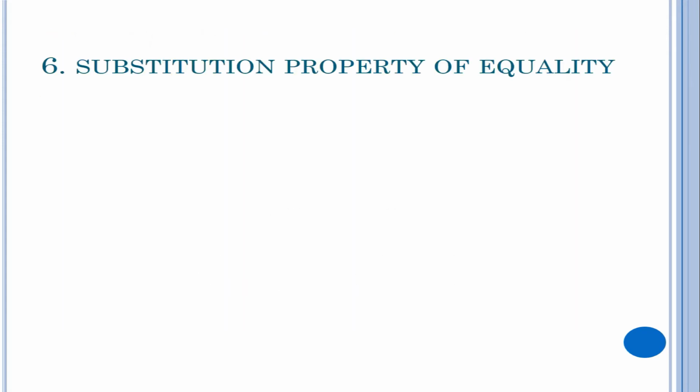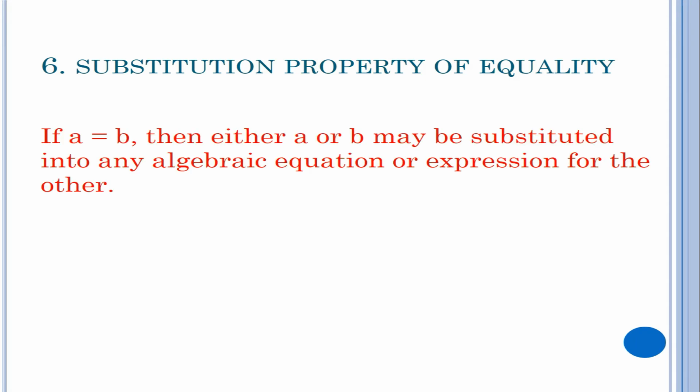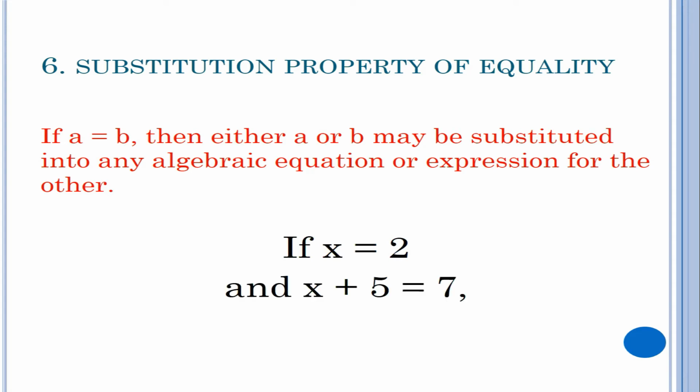The sixth property is the substitution property of equality. If A equals B, then either A or B may be substituted into any algebraic expression or equation for the other. For example, if x is equal to 2 and x plus 5 equals 7, then 2 plus 5 equals 7.